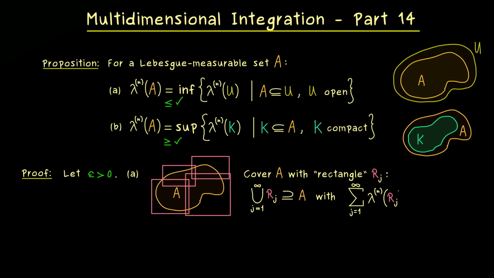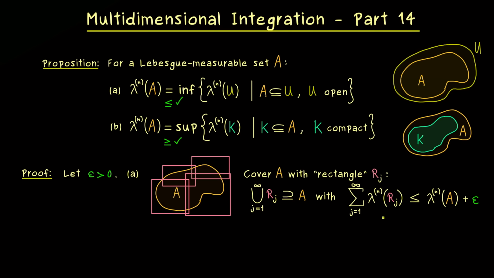So more concretely, if we sum up the Lebesgue measures of the given rectangles, we are closer to the measure of A than our given epsilon. In other words, if we add epsilon to the measure of A, we are larger or equal than the sum of the rectangles. So if you don't remember this property, please check out part 13 again.